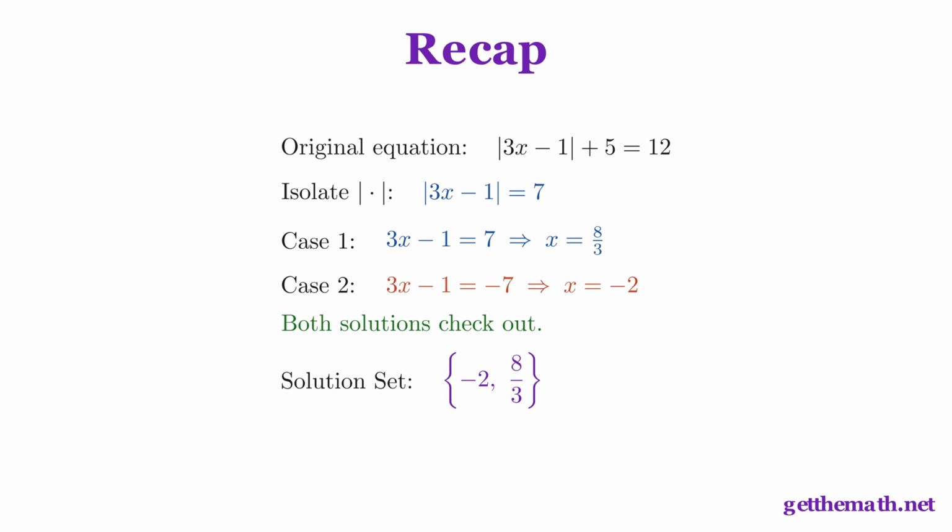Case 2, 3x minus 1 equals negative 7. Add 1. 3x equals negative 6. Divide by 3. X equals negative 2. Both solutions checked out in the original equation. The solution set is, negative 2 and 8 thirds.